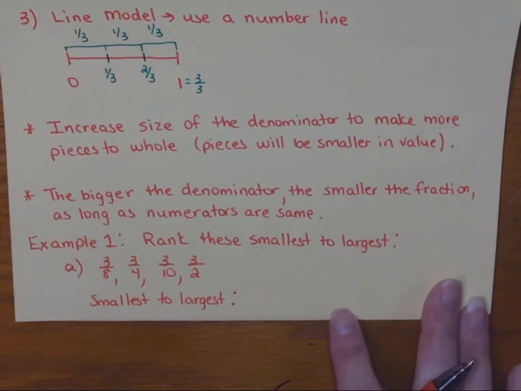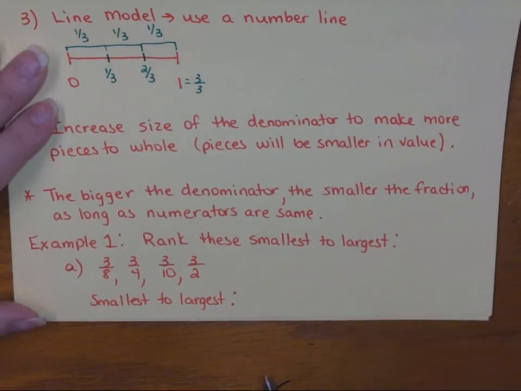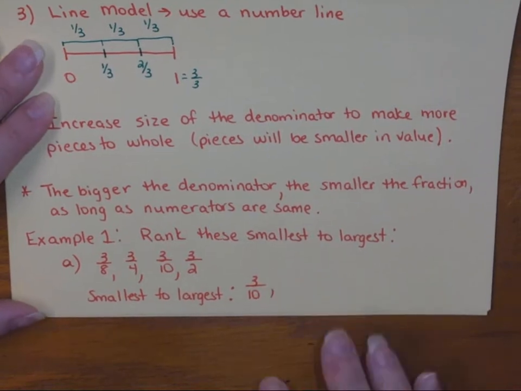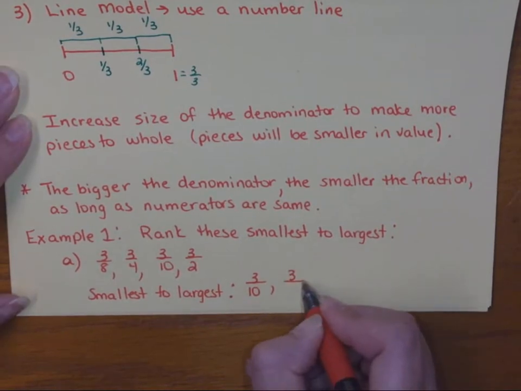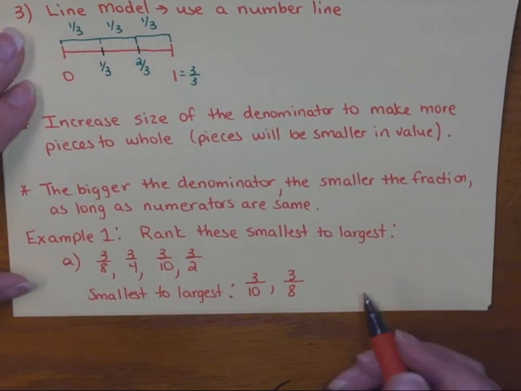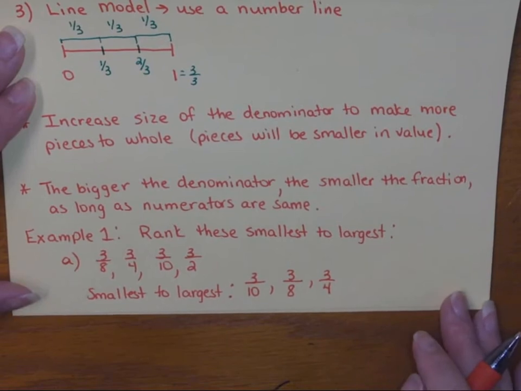Okay, so notice the numerators are in fact the same, right? So we can go with our rule up here that says the bigger the denominator, the smaller the fraction. So the smallest fraction would actually be 3/10. Again, take our pizza example, right? If you split a pizza up into 10 slices and you ate 3 of them, those slices are going to be smaller than if you get 3 slices of an 8-slice pizza, okay? And then those pieces are going to be smaller than if you only split the pizza into 4 pieces.